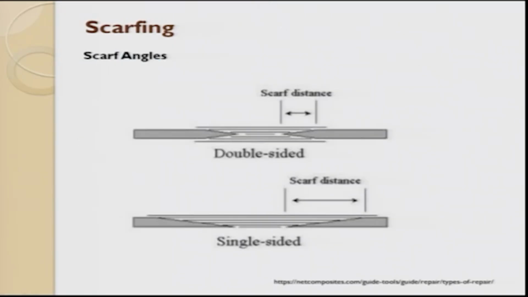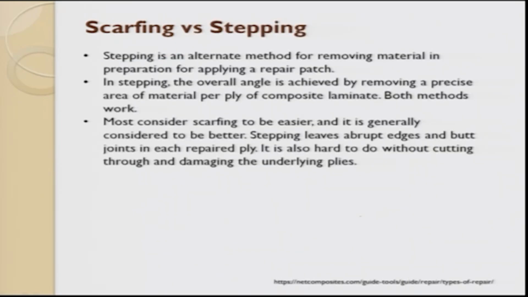So, this too is done by the scarfing. So, here you are damaged. So, here we prepare the double sided, and then we find out the scarfing distance, and then we try to put the layer. So, this is the scarfing angle. So, it can be single sided, it can be double sided, whichever you want you try to take, and then you try to prepare. So, the scarfing distance is nothing but from here to here, we prepared such that you can have a proper repair patch.